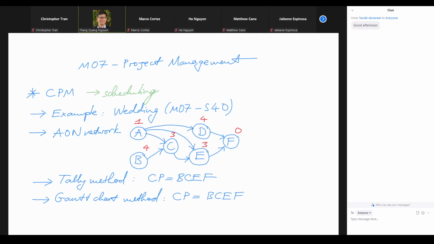There are in total 4 methods, right, to find the critical path. So today we would do method 3 and method 4. Method 3 is called the boxed AON network method. So it means that instead of the circles that we see here in the AON network, right, we're gonna see the boxes.